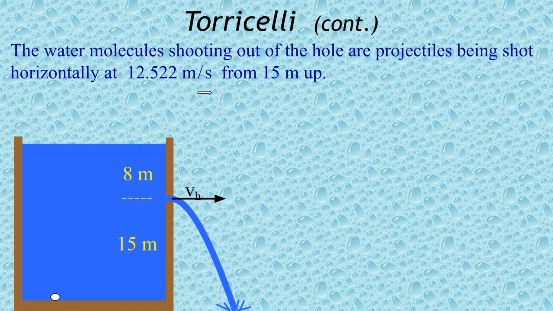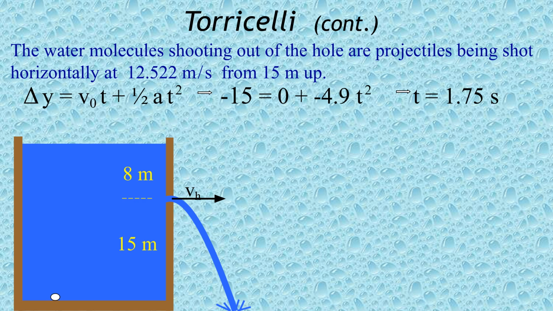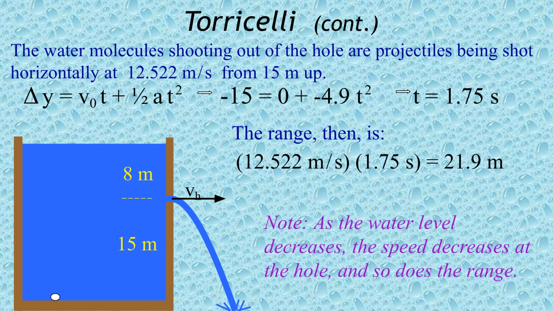The water molecules exiting the hole are projectiles launched horizontally from a height of 15 meters at 12.522 meters per second. Using projectile motion equations, the time of flight is 1.75 seconds. The horizontal range is then calculated as speed multiplied by time, which is 21.9 meters.